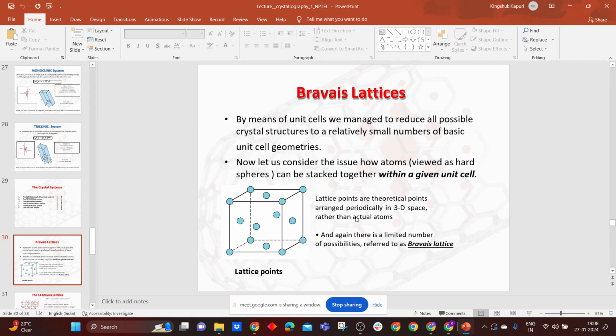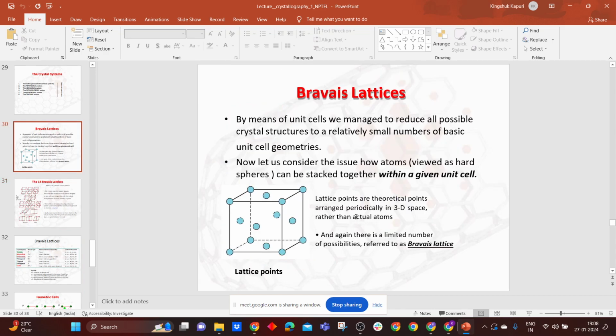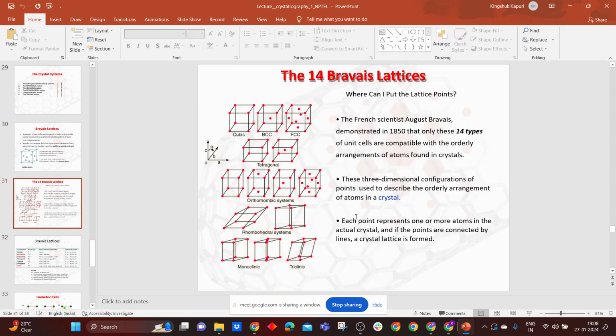Now, this is a Bravais lattice. So there are basically 14 Bravais lattices.